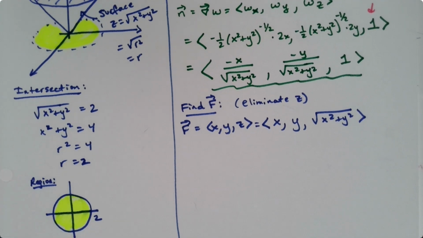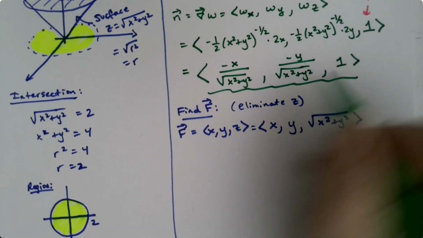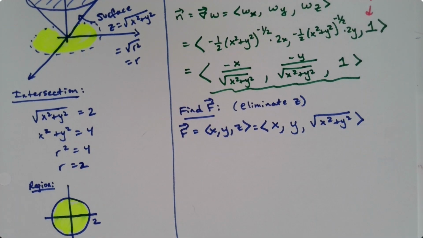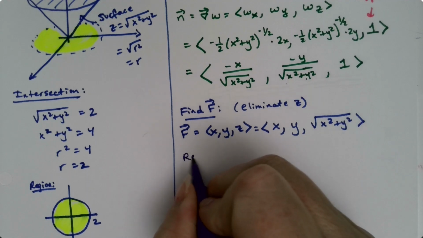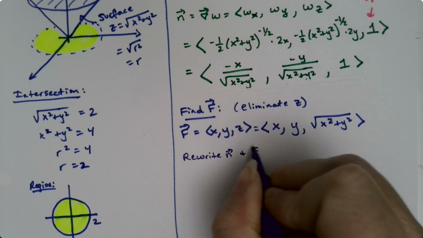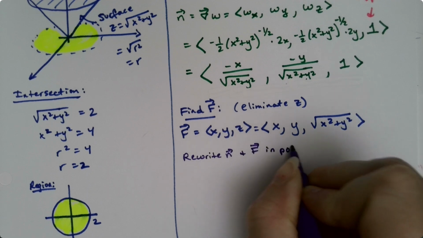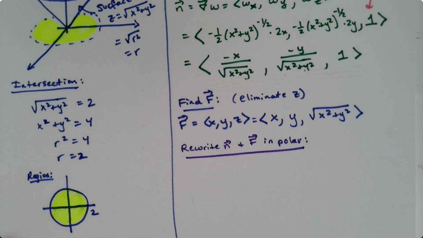I just need to give myself a little room here. So let me rewrite this one in polar, the normal vector, that is. Actually, I don't have room up there. I'm going to have to just make a note here. I'm going to rewrite n and f in polar right now. Again, you don't have to do it right now. I mean, you're going to do it eventually, so it's just a question of when.